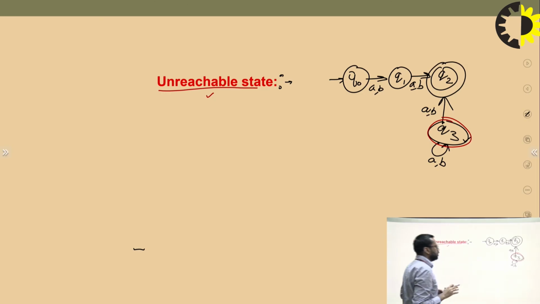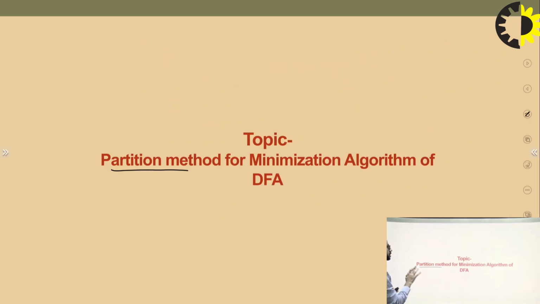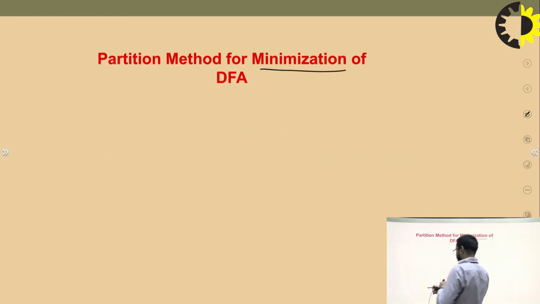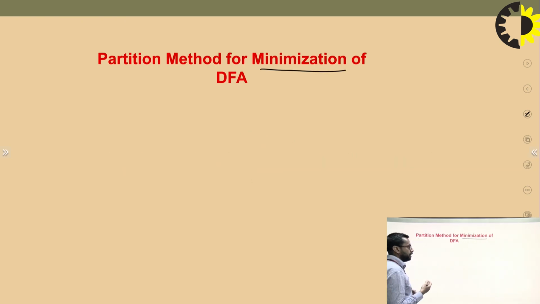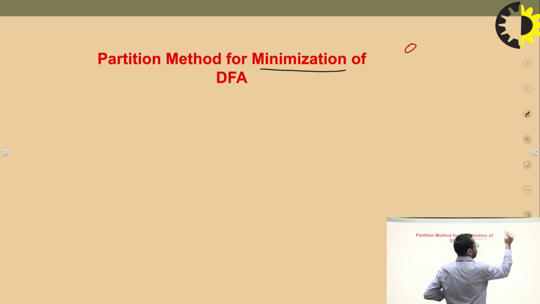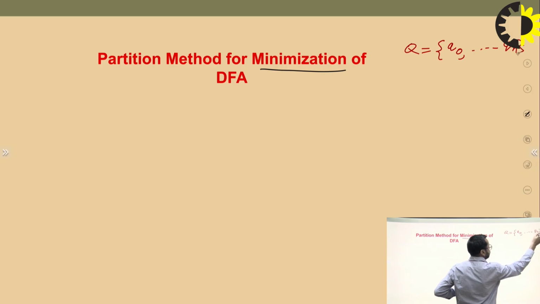In the partition method, the first step will be to eliminate the inaccessible states, which cannot be traversed from the initial state. The first step is to eliminate such states, the states which cannot be accessed from the initial state. The next step will be to cover, let's suppose, Q naught to Qn, the total states.